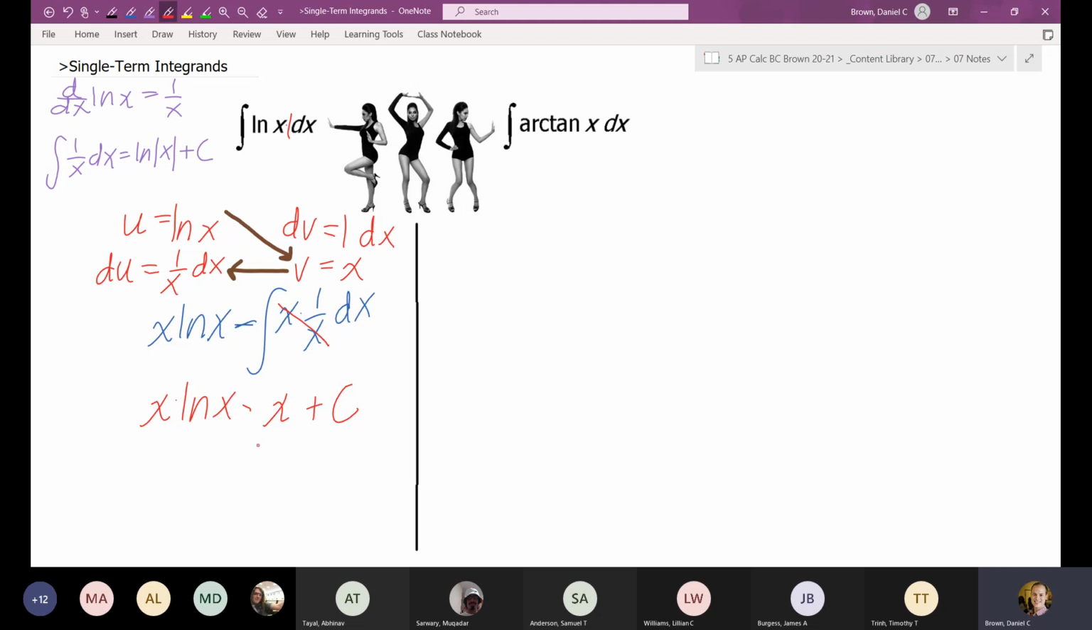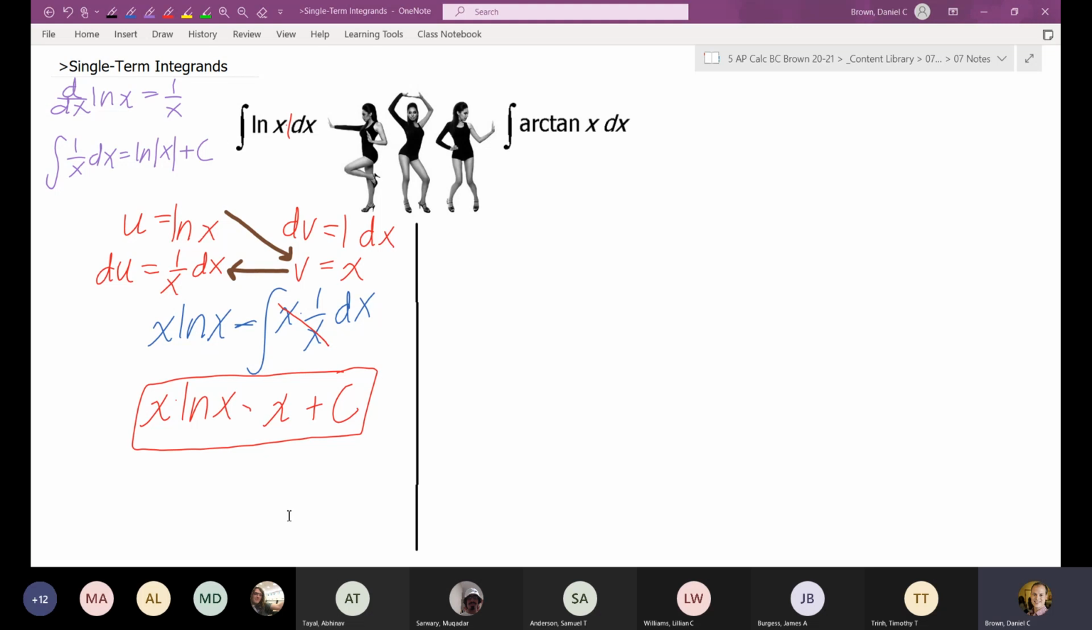Some textbooks actually treat this as a rule, and I know even some calculus teachers make you memorize that the integral of the natural log of x is x times the natural log of x minus x plus c. But honestly, I don't think there's a reason to memorize it because it is just as easy to derive using the integration by parts formula. Question on how I did that single-termed integrand?